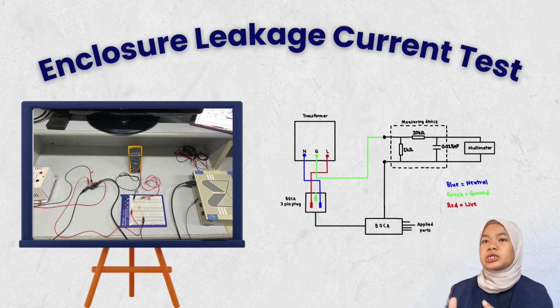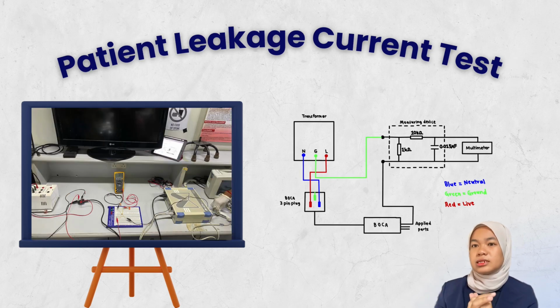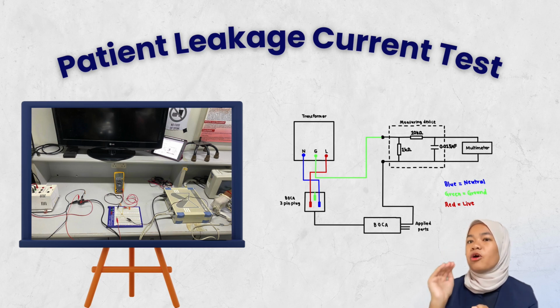For the enclosure leakage current test, all the connections are the same as the earth leakage current test previously, but with a few exceptions, which is the earth connection of the measuring device is linked to any exposed metal part of the case of the Boca device. For the patient leakage current, the connections are the same except for the earth connection of the measuring device is linked to one of the applied parts of the Boca device.